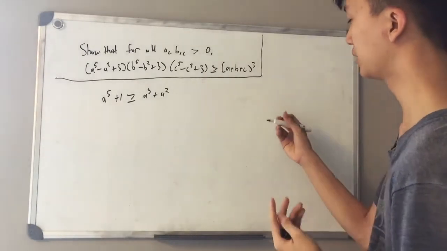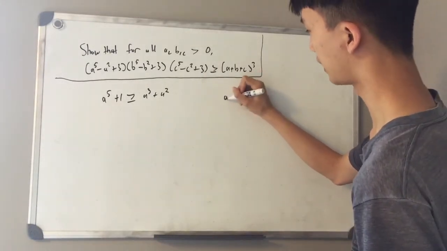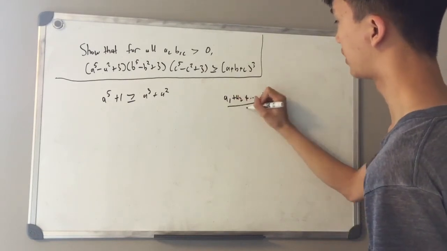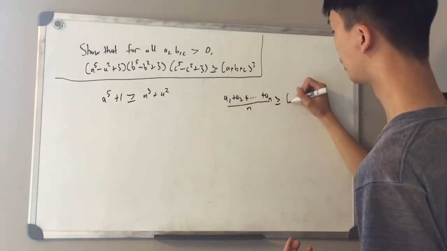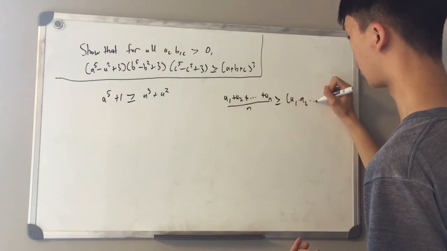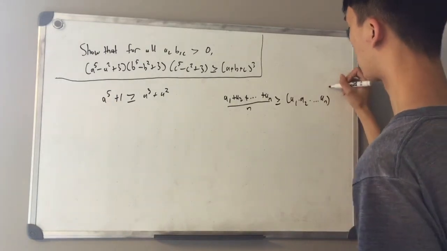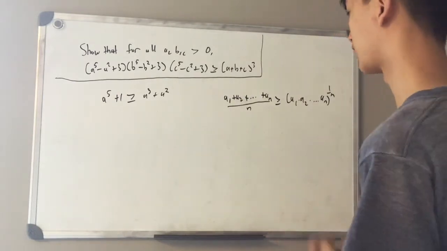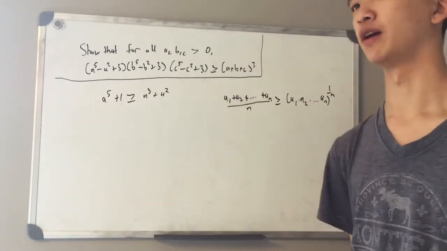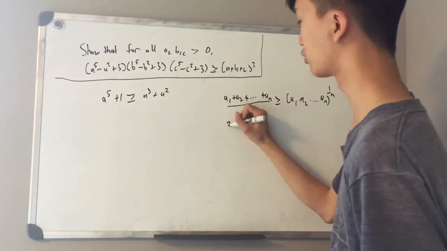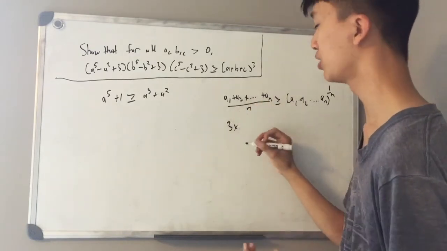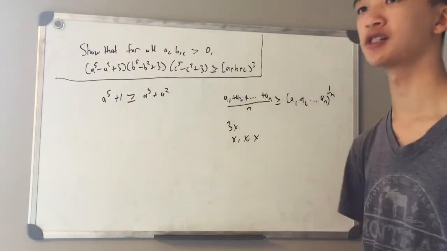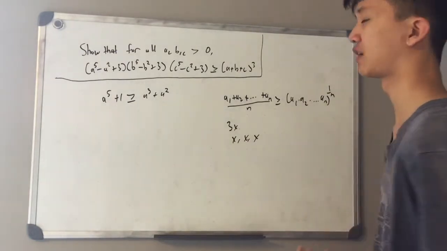For those of you who are unfamiliar, AMGM states that a1 plus a2 plus all the way to an, all divided by n, is greater than or equal to a1 times a2 times all the way to an, all to the power of 1 over n, or the nth root. Now, a special strategy that can be used for solving AMGM problems is taking weighted AMGM. So for example, if I have 3x as one of my terms, I can split it into x, x, and x, and then apply it as 3 separate terms. This will then allow me to get a different power or a different denominator.